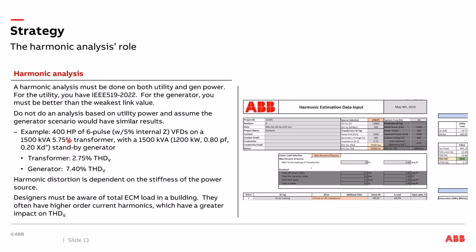So you'll see here that the transformer is a lower impedance, meaning it's a stiffer, stronger line, at 5.75%, whereas here I was dealing with a 0.20 subtransient reactance, so a good 3+ times greater in impedance right there.